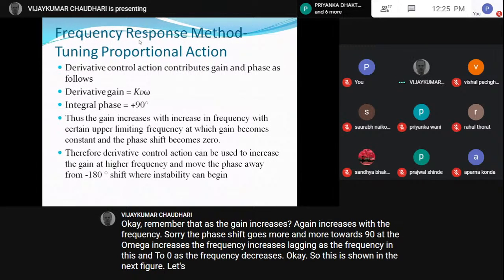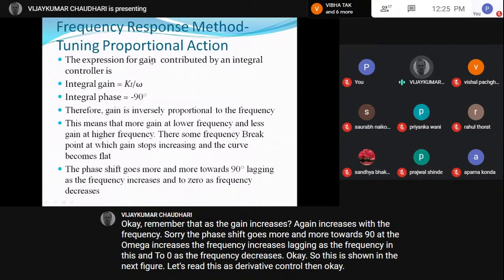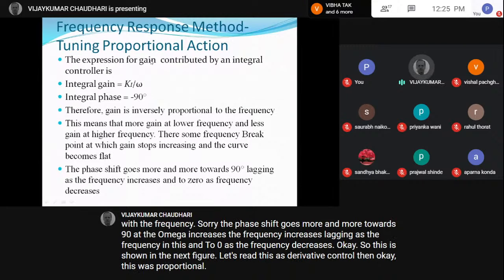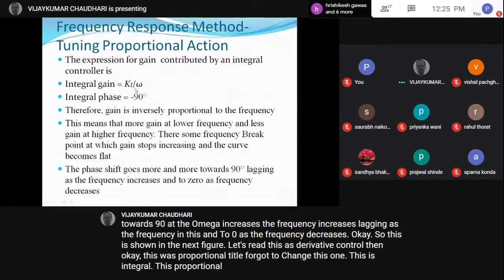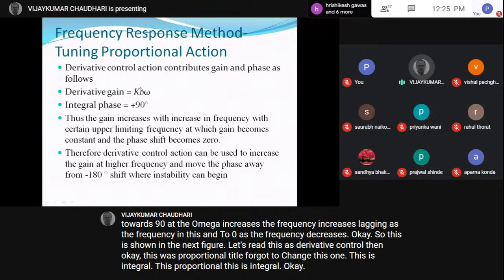Let's read this as derivative control then. This was proportional; I forgot to change the title. This is integral, this is proportional, this is integral, and this is derivative.